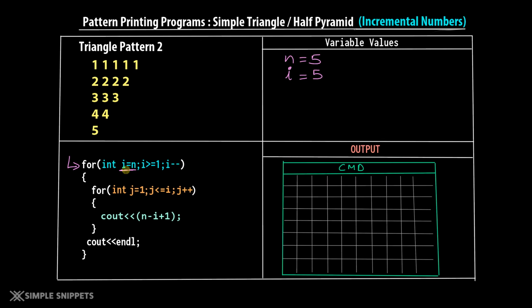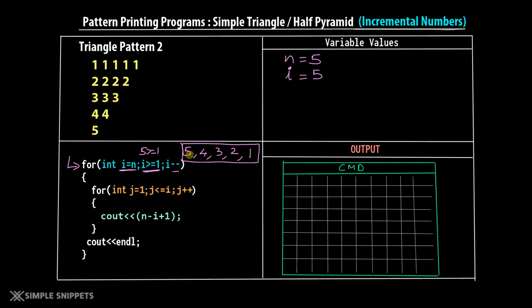So initialization happens only one time, and over here we are saying i equals n, which means i equals 5. Alright. So when you say i equals 5, the condition that we want is i should be greater than or equal to 1. So this 5 should be greater than or equal to 1, and you are saying i minus minus. So every iteration i will become 1 less, right? So it will be 5, 4, 3, 2 and 1. These are the values that the outer for loop will take in every iteration.